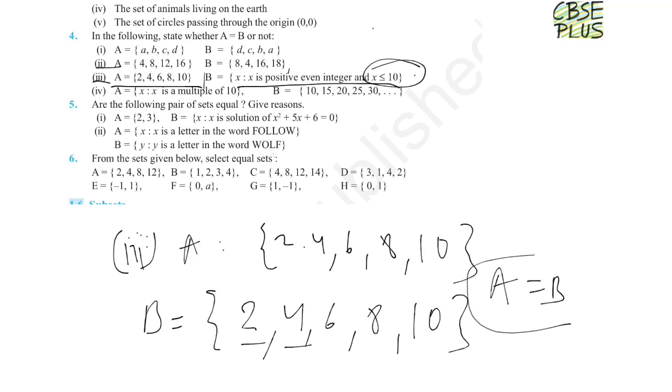So what we have to keep in mind when we solve this kind of problem is that all the members of set A should be in set B, and all the members of set B should be members of set A.